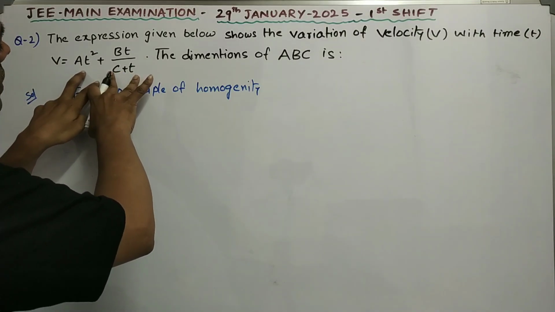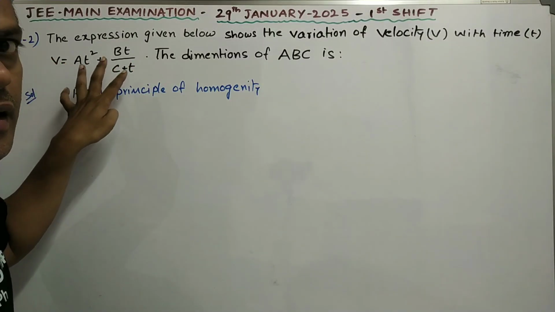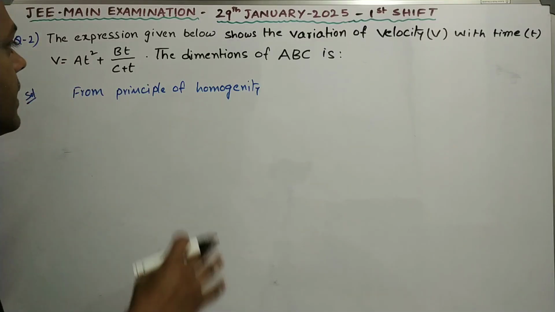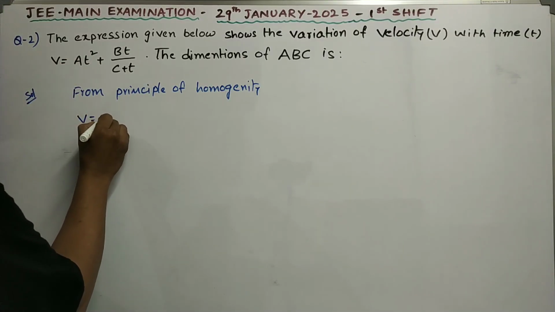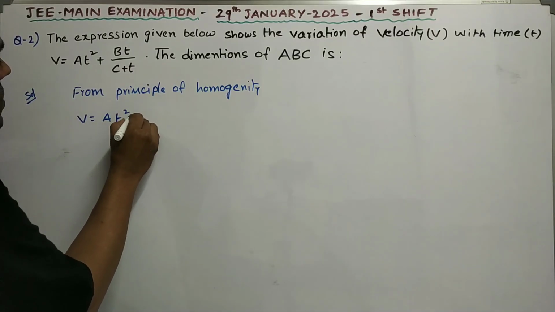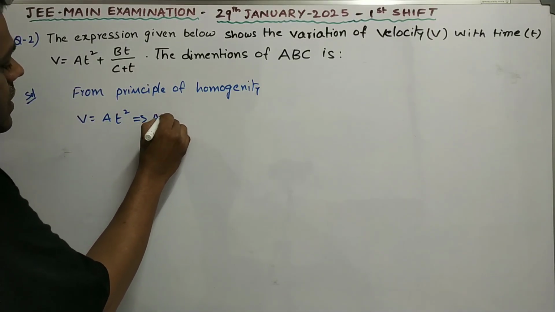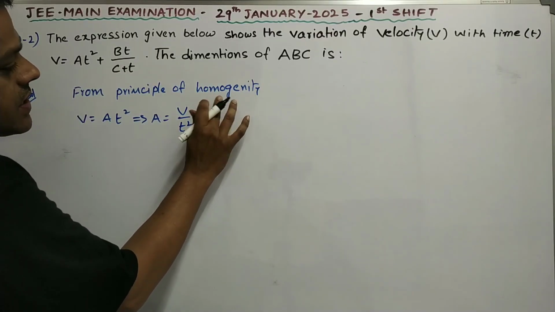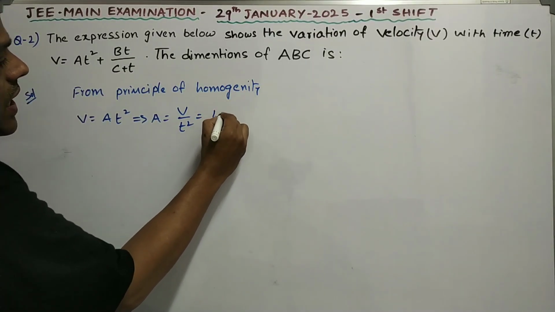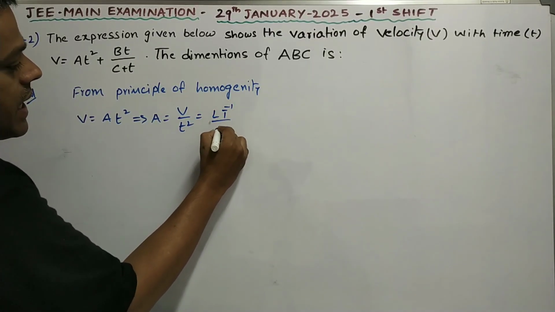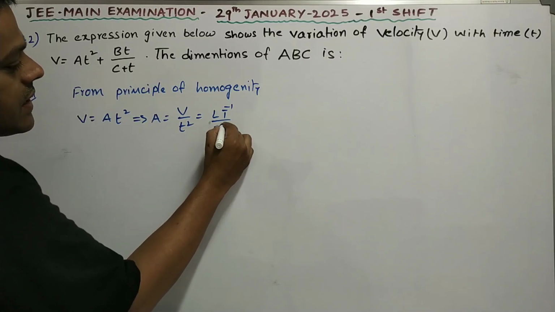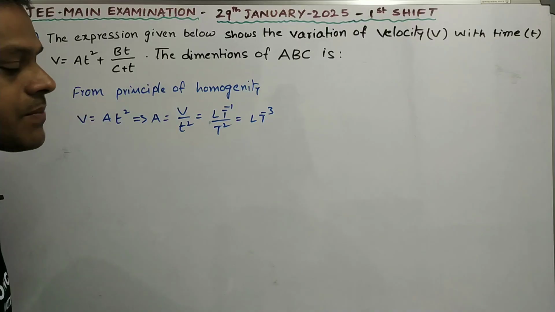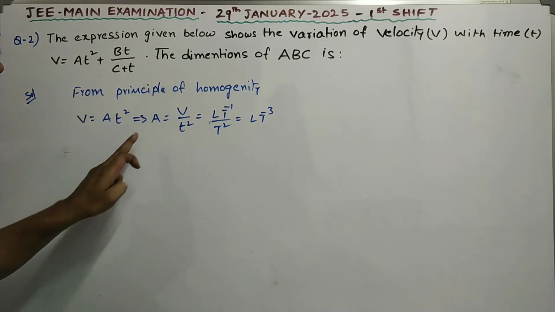So these two also represent the same physical quantity, then only this equation is correct. That means V is equal to A into t square, which implies A is equal to V by t square. V is velocity, whose dimension formula is L T power minus 1, and t means time, so t squared. So L T power minus 3 is the dimensions of A.